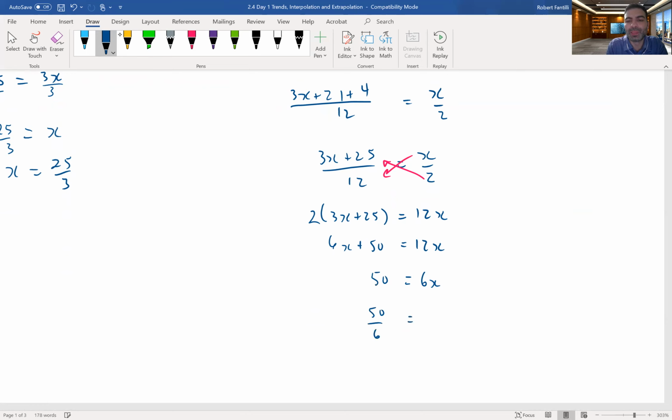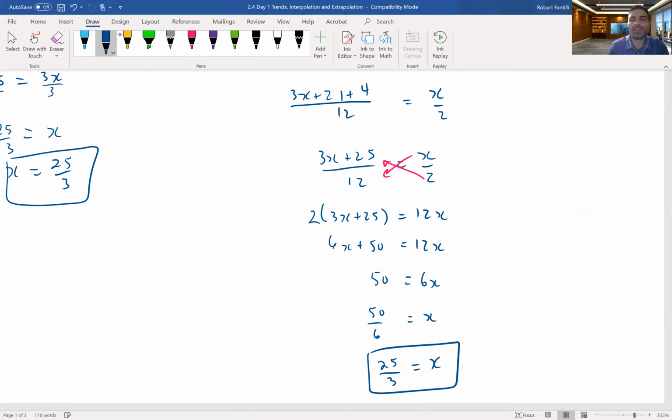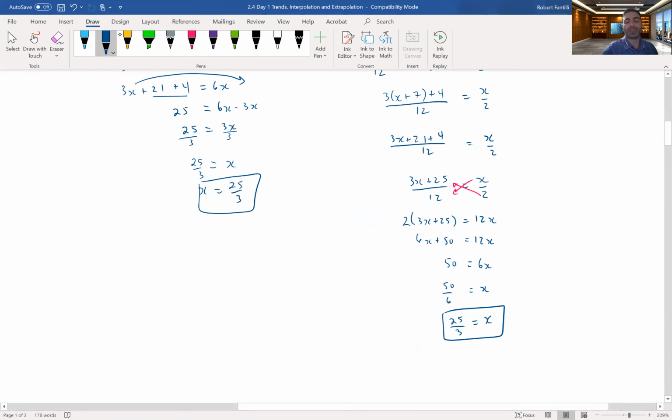You get 50 divided by 6 equals x, but that can reduce to 25 divided by 3, because you could divide 50 and 6 by 2. So that would be the most simplified. And you basically get the same answer, either method. Whatever honestly works for you.